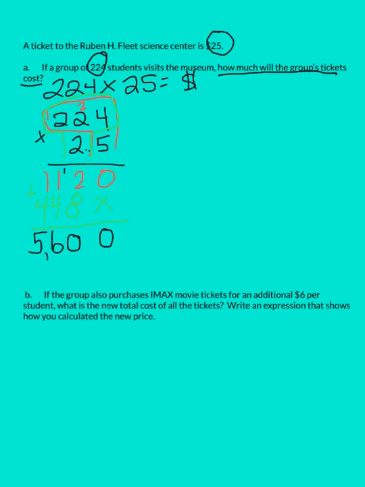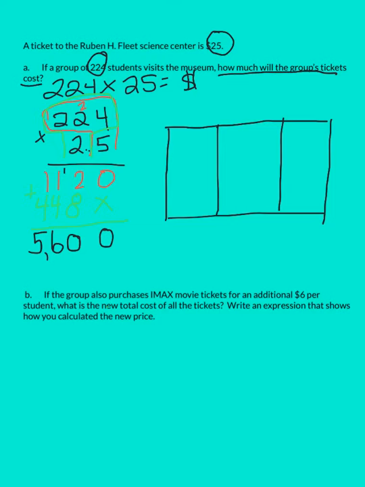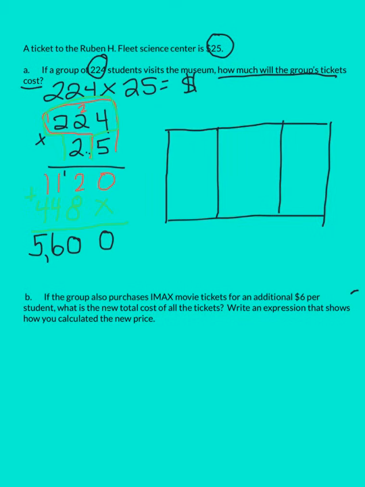So it looks like it's going to be $5,600. I'm going to check that using the area model. Hopefully we have enough room for our area model here. It'll be a lot of numbers. I like this app because it shows it the way that you do it. It's a little bit messier, but it's okay. It works.